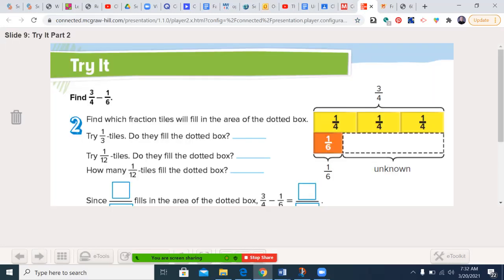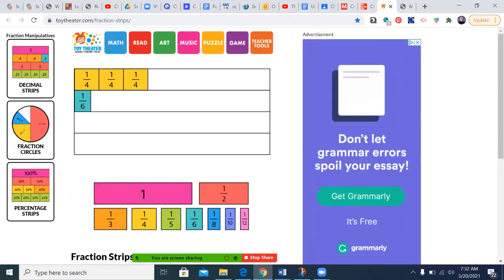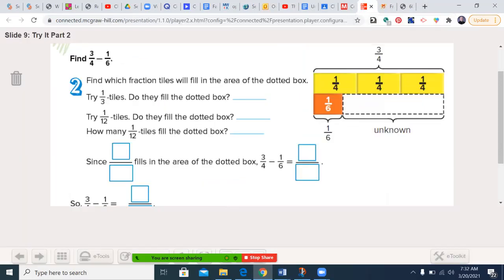Let's move forward on the screen here. And it tells us try 1/3 tiles. Do they fit the dotted box? Well, interestingly here, 1/3 and 1/6 did give us a half. Use 1/3. That's too big. So the answer to try 1/3 tiles, do they fill the dotted box? The answer is no. That's a no there, and we'll write it in a minute.